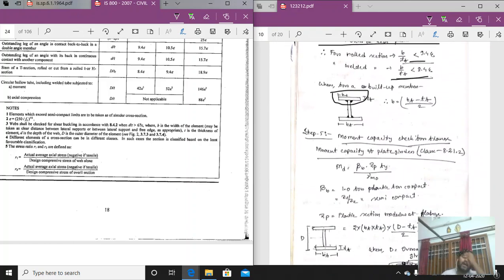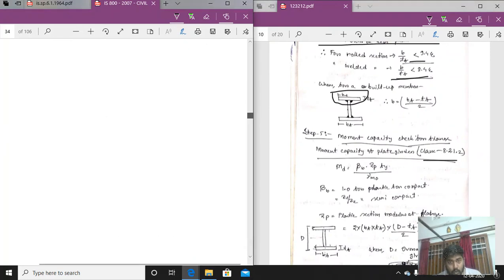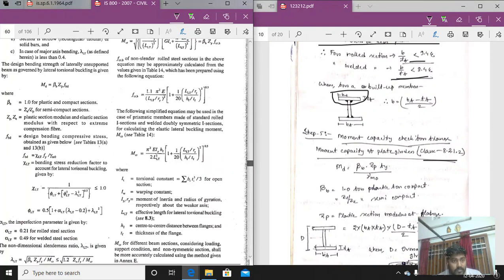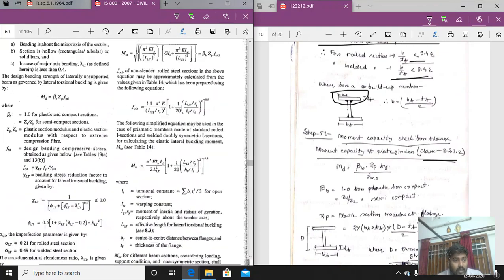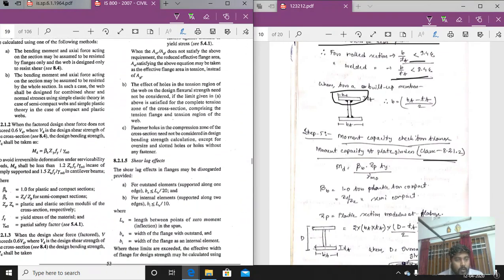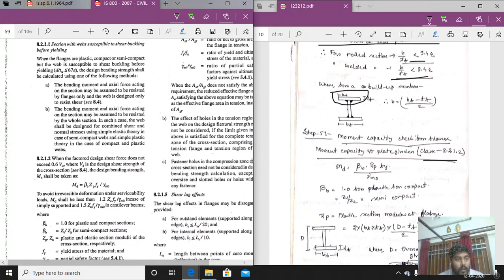Coming to step number 5. What is step number 5? The moment capacity, clause 8.2.1.2. Let us come to clause 8.2.1.2. Okay, so this is clause 8.2, this is clause 8.2.1.2. This is the moment capacity. What is the moment capacity?